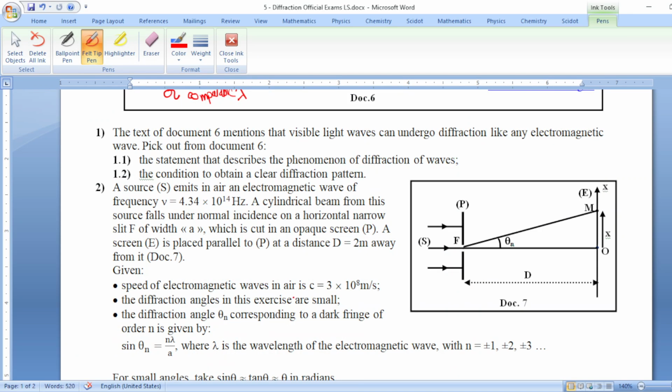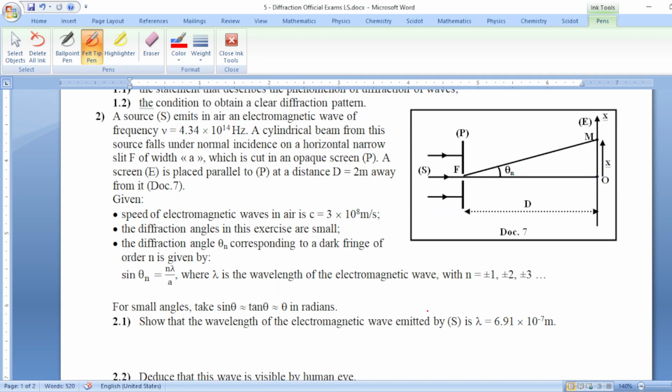Given c equals 3 times 10 power 8, the speed of electromagnetic waves in air, the diffraction angles are small, and theta n is the angle corresponding to the dark fringe of order n. It gave us sin theta n equals n lambda over a, where lambda is the wavelength and n is a non-zero integer. It also gave the small angle approximation: sin theta approximately tan theta approximately theta in radian. Now part 1. Show that the wavelength of the electromagnetic wave is lambda equals 6.91 times 10 power negative 7.